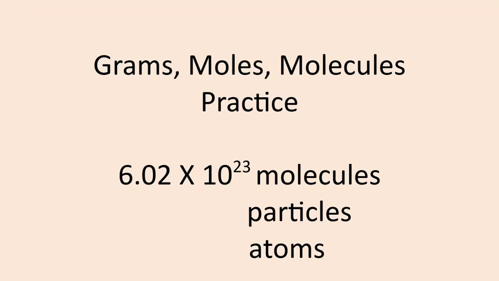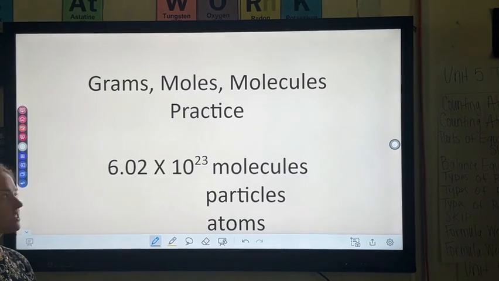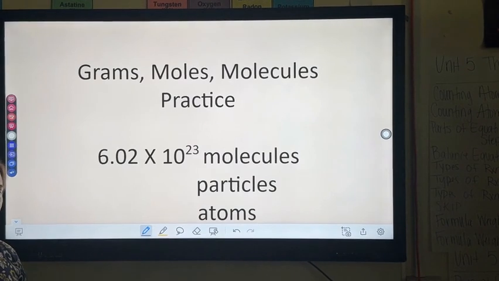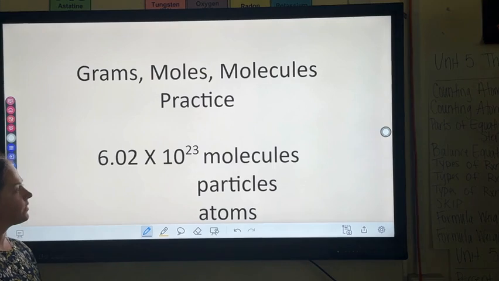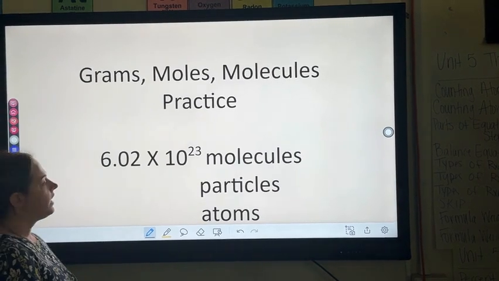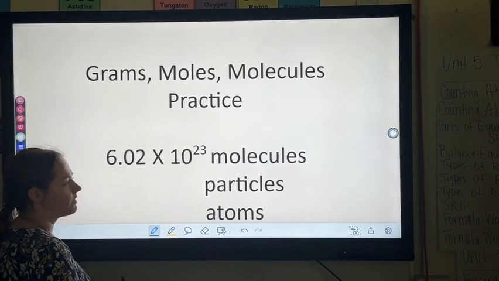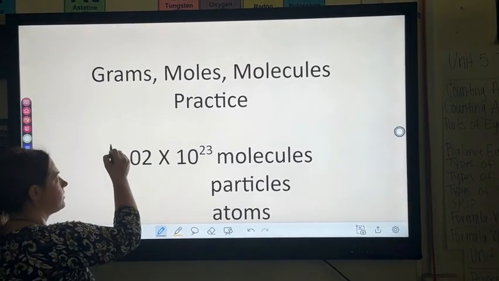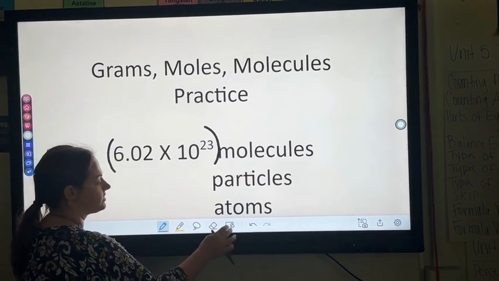You're going to need a calculator, something to write with, and a periodic table. All right, we're going to practice doing some grams to moles to molecules conversions. One important thing to remember for this one is we are going to start to use Avogadro's number. Avogadro's number is 6.02 times 10 to the 23rd, and that unit could be molecules, particles, or atoms. When you put it in your calculator, you do want to put that number in parentheses because of order of operations. So let's go ahead and get started.